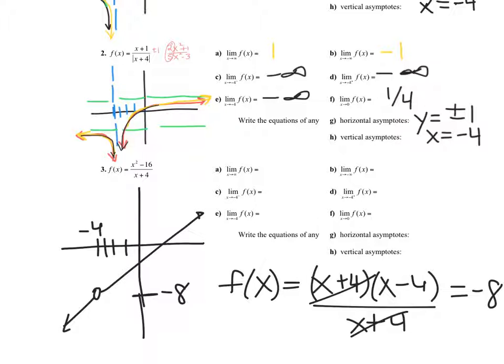Do you have parentheses around x squared minus 16? Yeah, you gotta put parentheses around both the numerator and the denominator.